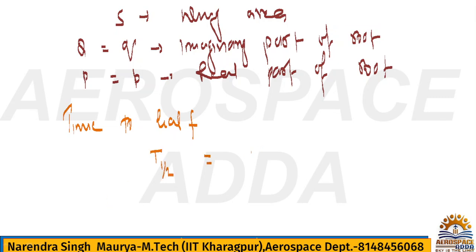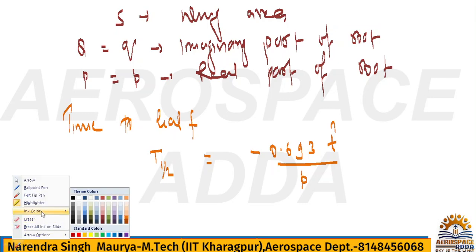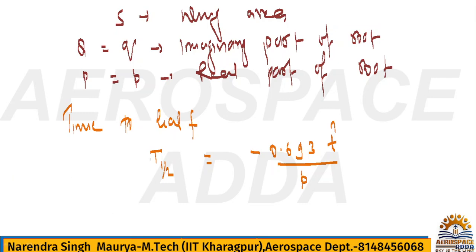It is nothing but minus 0.693 T cap divided by P. P means real part. If they ask time period, then you have to take Q in denominator, and if they have asked time to half, then you have to take P in denominator. Okay, and check the formula in numerator also. So this will be the formula for time to half.